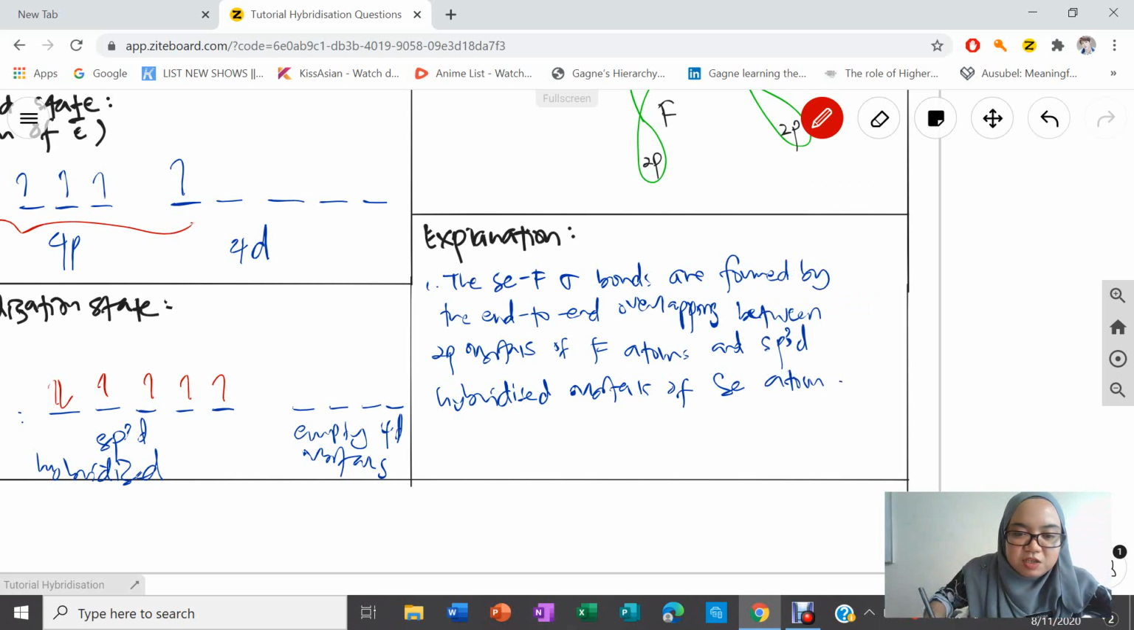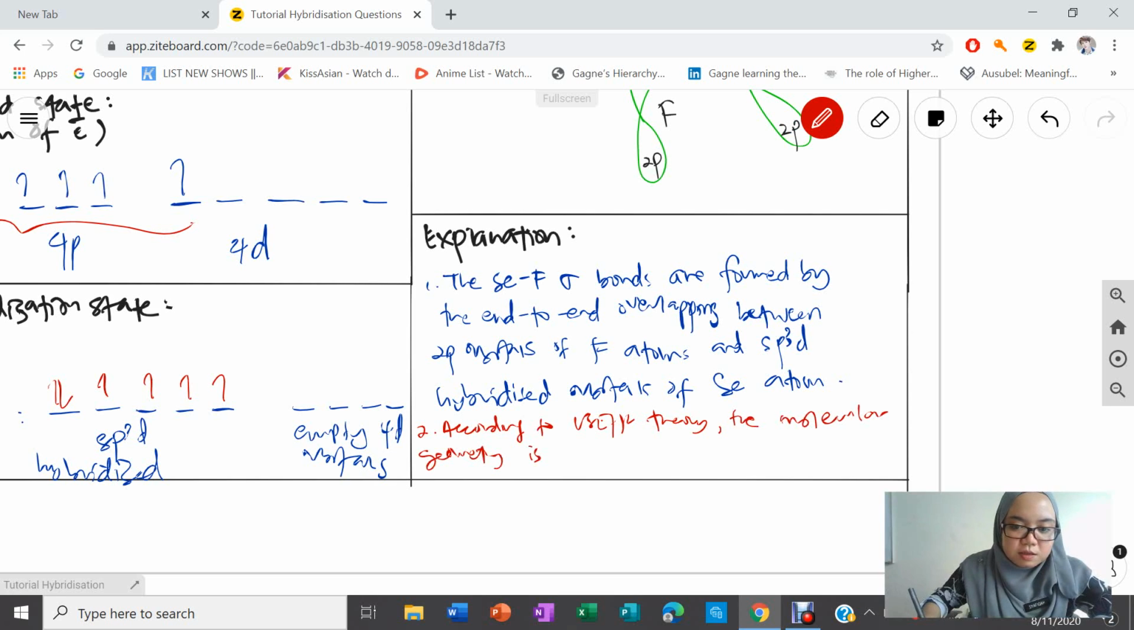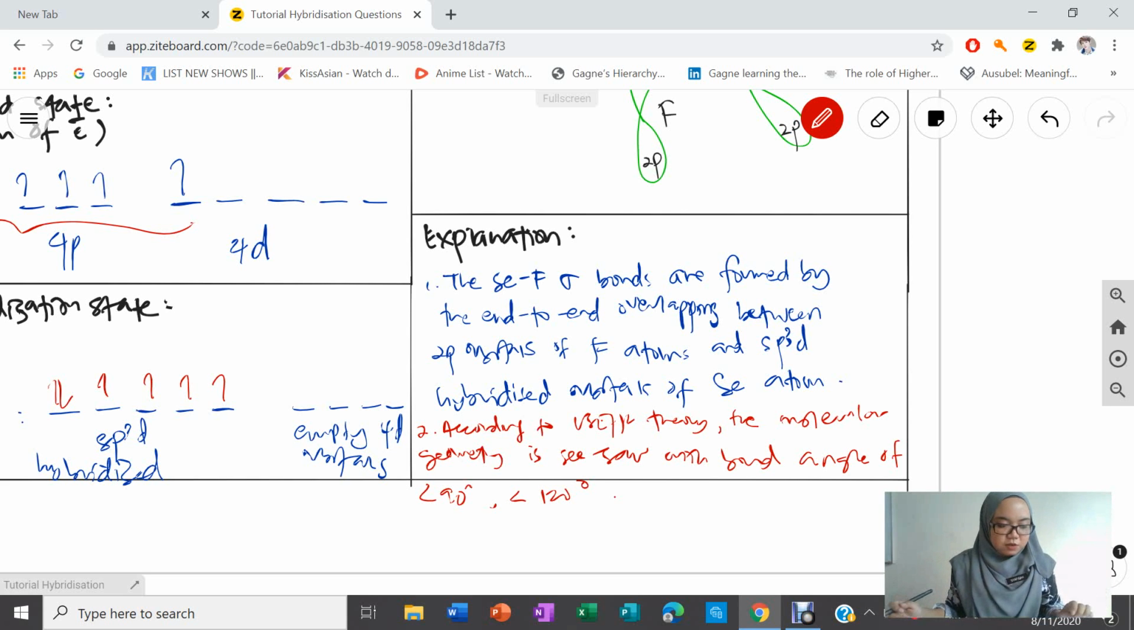So now we want to explain the molecular geometry, excuse me. So number 2, according to VSEPR theory, the molecular geometry is seesaw with bond angle of less than 90 degree, less than 120. So this is how you answer this question.